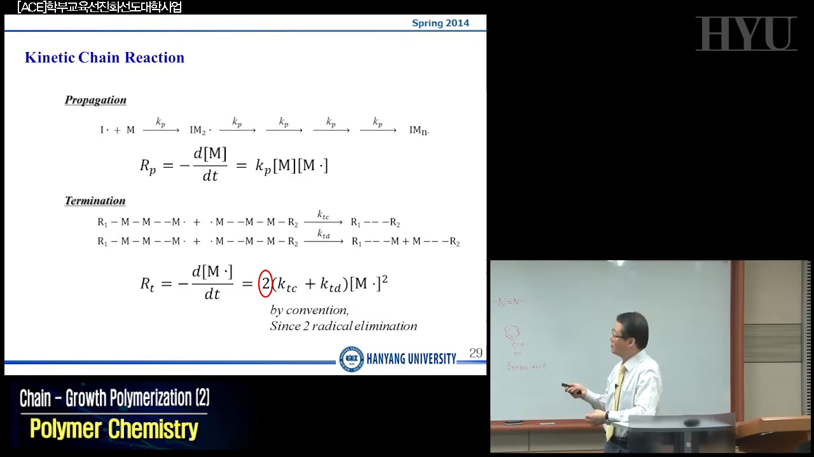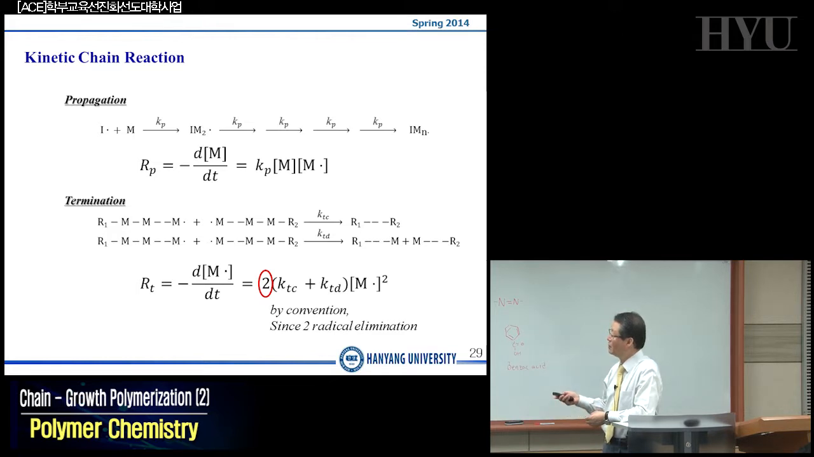This is called the propagation reactions, and termination reaction occurs by combination or disproportionation. So two kinetic chains become one physical chain in the case of coupling or combination, whereas two kinetic chains containing two radicals at the end of each chain will become two independent physical chains in the case of disproportionation reactions. So KTC and KTD here.